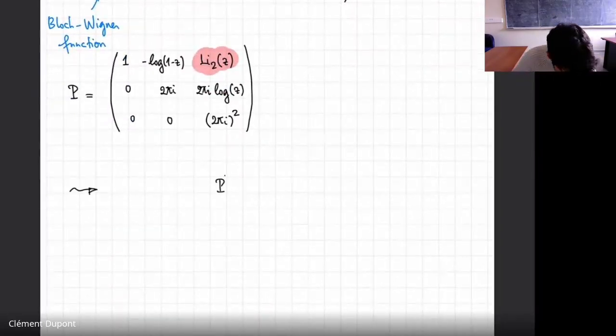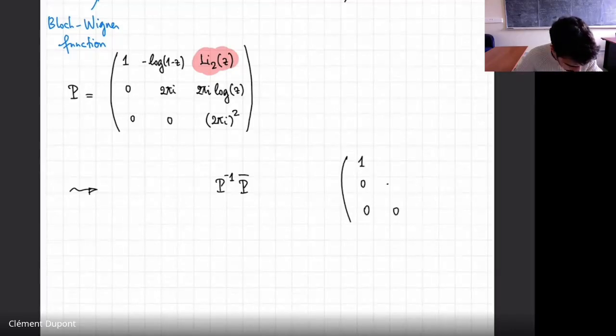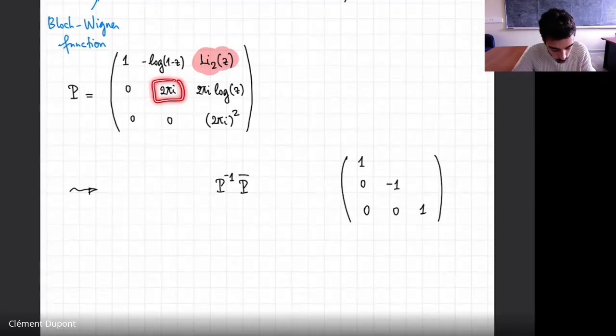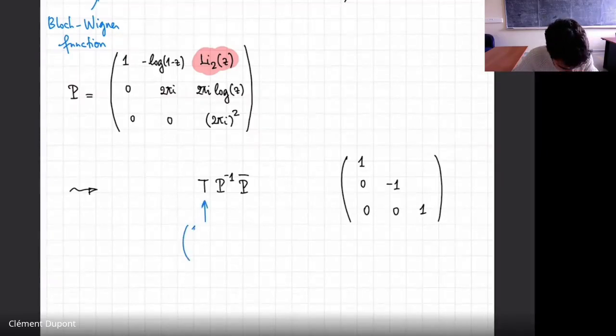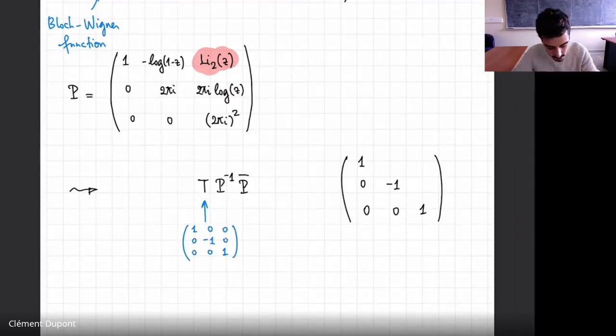And so you want to compute P inverse times P bar. So it's not going to be exactly the end result. P inverse times P bar is going to be some upper triangular matrix with ones and minus ones on the diagonal, because of the 2 pi i's here. So 2 pi gets replaced by minus 1 and 2 pi squared by plus 1. So you get exactly something like this with interesting coefficients here. And I'm going to multiply this on the left by a matrix T. T is just the diagonal matrix with the right coefficients so that the product is a unipotent matrix. So now I change this minus 1 to plus 1 in this product without changing essentially the coefficients.